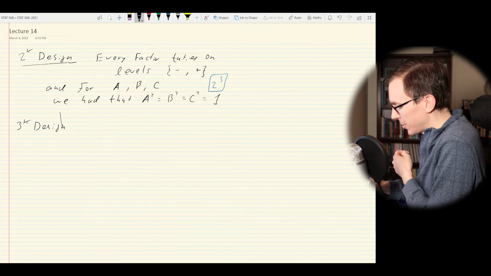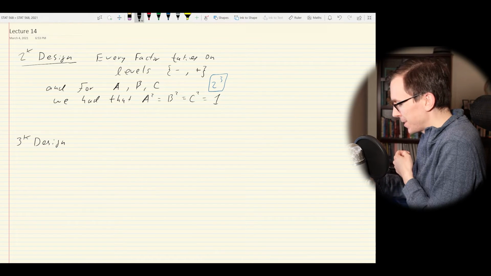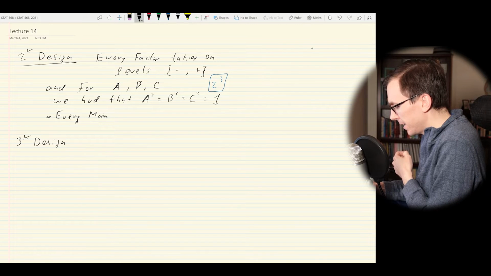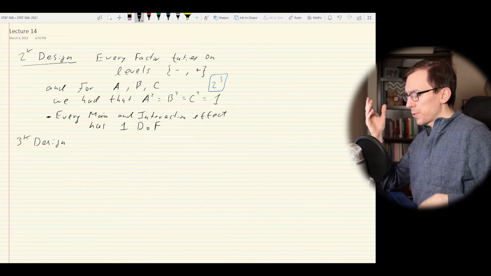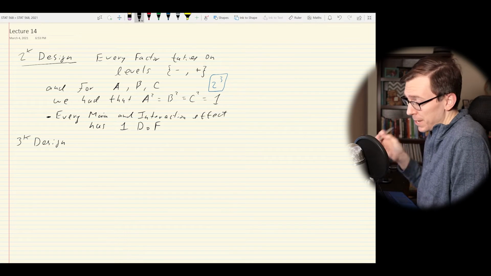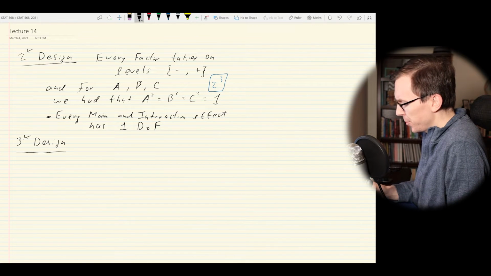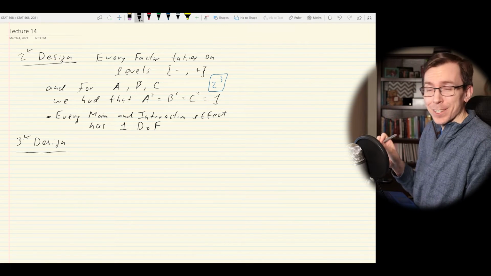Well, actually, one more thing I also wanted to mention. One more thing about our 2 to the k design, just for juxtaposition's sake, is that every main and interaction effect has 1 degree of freedom. Okay. So of course, we saw that before, that it has 1 degree of freedom. But now what happens when we change 2 into 3, right? And now things are going to change a little bit.